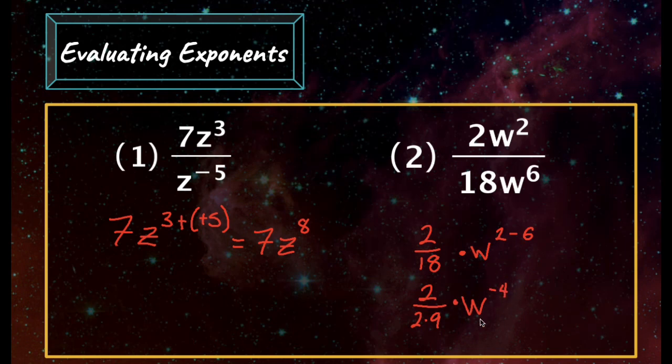As we know, w to the power of negative 4, in order for that negative 4 to become positive, we need to move it to the bottom or find its reciprocal. So the w will be in the bottom, w to the 4th, and our 2 on top and 2 on the bottom are going to cancel. So on top we're going to have a 1, and on the bottom we will just have 9. So here the final answer is 1 over 9 times w to the power of 4.